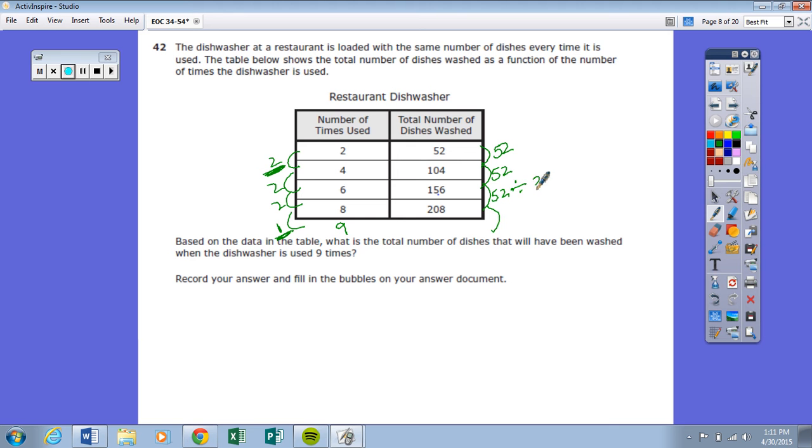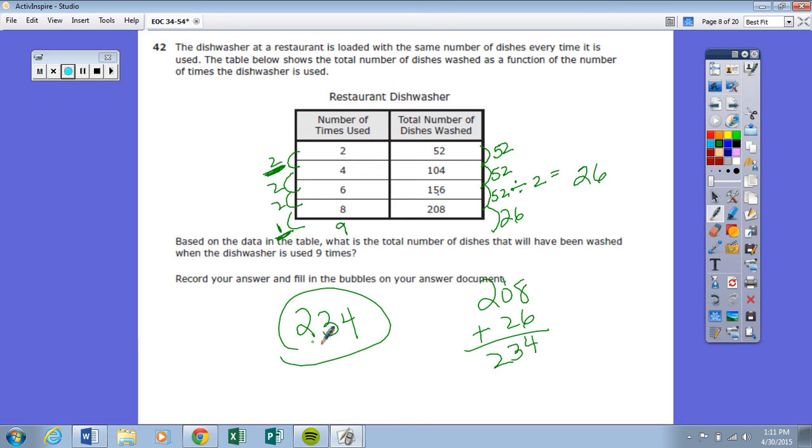So what's 52 divided by 2? Well, I'm getting 26, so now I only need to add an extra 26 to the 208, and that should give me my answer. So I'm getting 234. Let me know if that doesn't make sense, and I'll help you out.